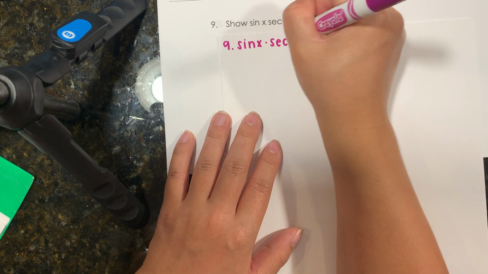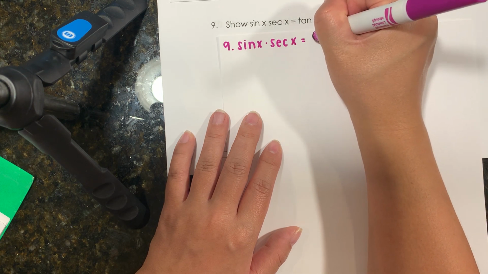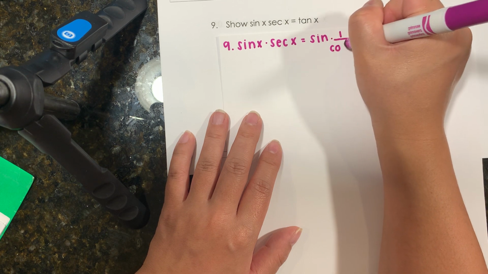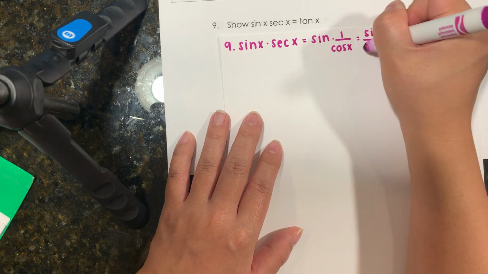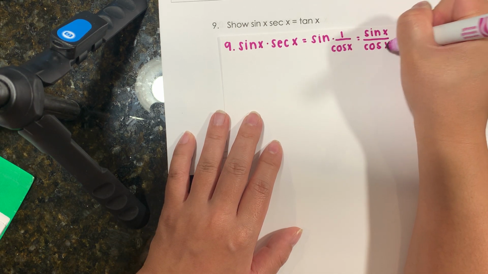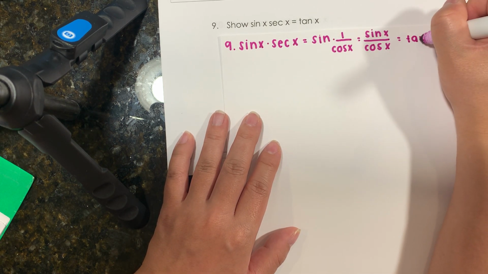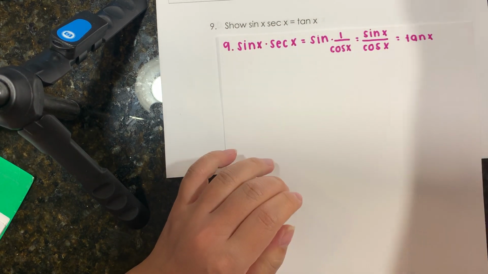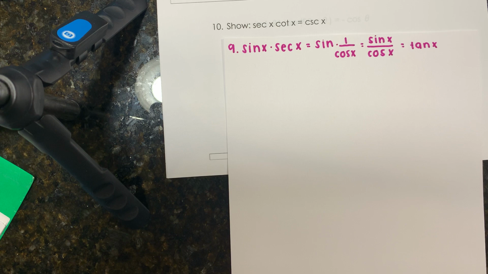times secant x. Secant x I know is the inverse of cosine. So sine x times 1 over cosine x, which would just be sine x over cosine x. And from your notes, sine x over cosine x is actually equal to tangent x. So the left does in fact equal the right. So I would have your notes out for numbers 9, 10, and 11 because you probably don't know what all of those are equal to yet.